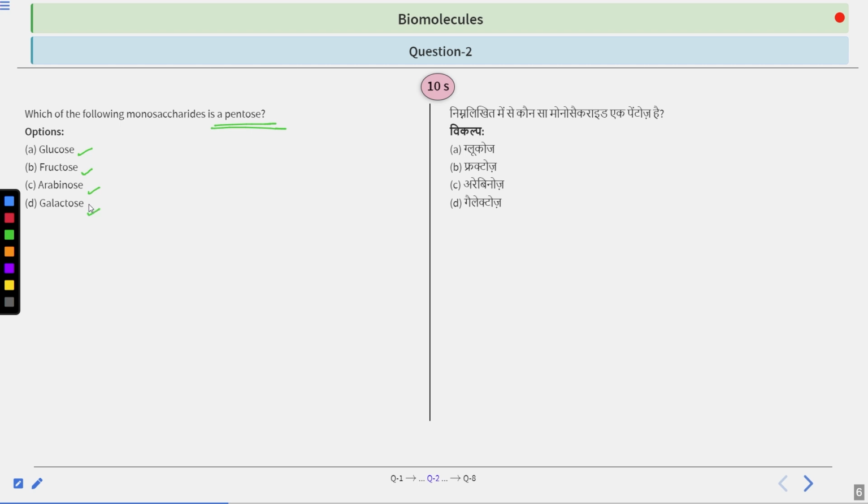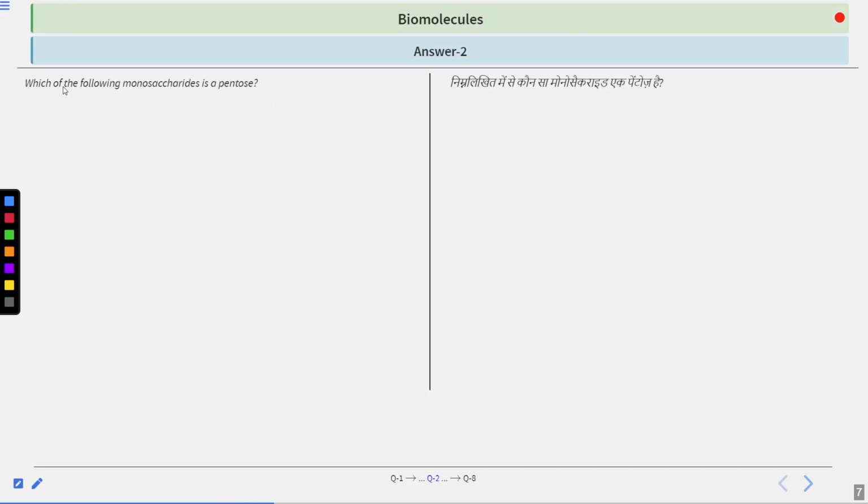You have 10 seconds to think about this question. After that, we will see the answer. Let's move on to the answer. So the correct answer of this question is option C, that is arabinose.